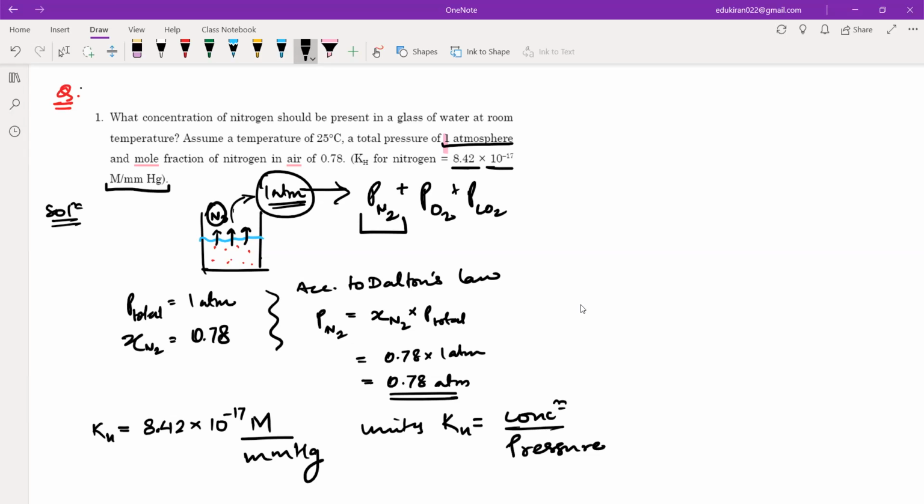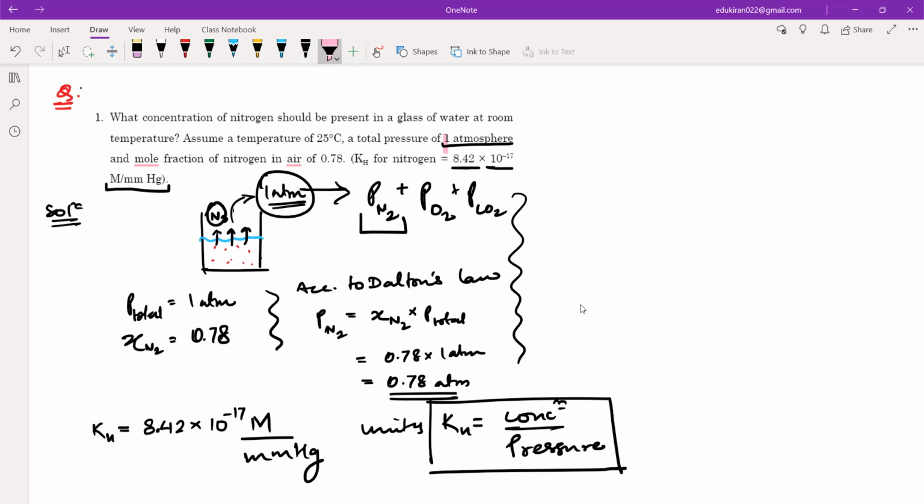सही है? Yes or no? Please tell me. Yes, sir. Okay. Now they're saying KH is equal to this much. So now the unit is giving you the formula. As the unit is given, the same way you will use the formula. KH is equal to concentration upon pressure. So from the question itself, we know the KH. What is the pressure due to nitrogen? We have just calculated 0.78, and then you just have concentration, a variable that you can find out. You have concentration which is unknown, and it is now a linear equation in one variable.